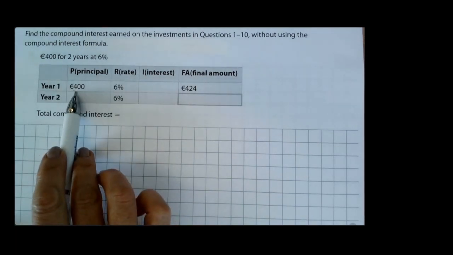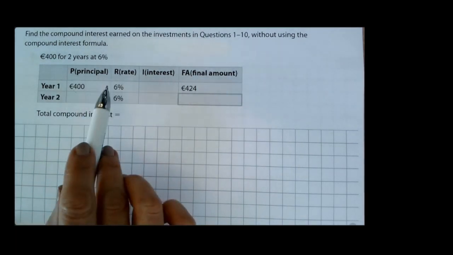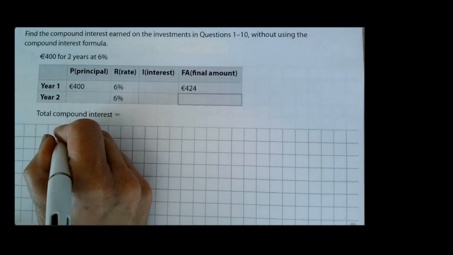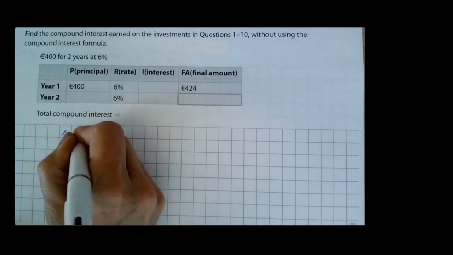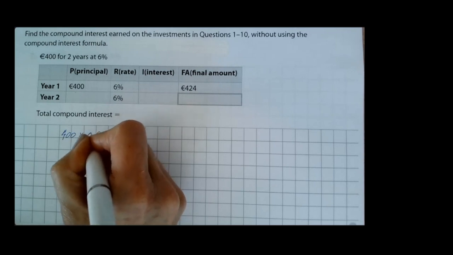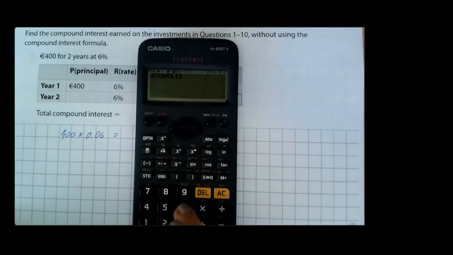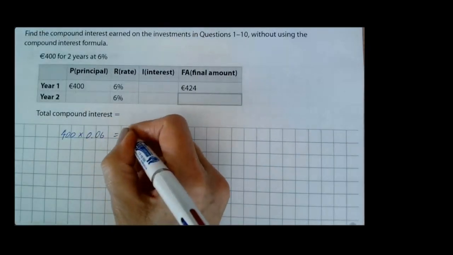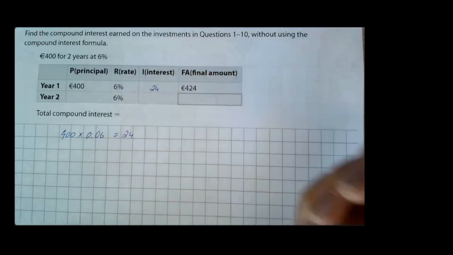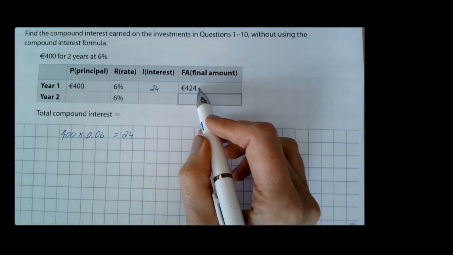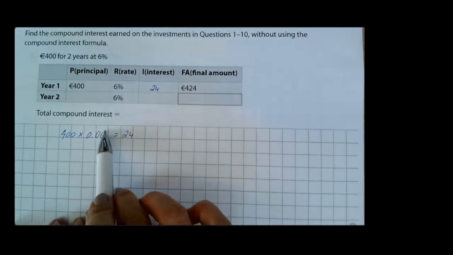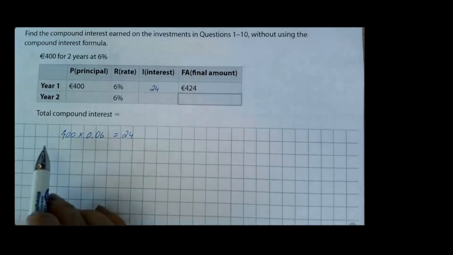So we have 400 euros at the start, okay, and it's a 6% rate, so it's going to be a percentage increase of 6%. So I'm going to do 400, and I'm going to figure out what that 6% is, so multiplying by the decimal, and I'm getting 24. The 24 is the interest. And that makes sense then that the final value is 424. I could have just spotted that, of course, from the table, but just to show you where I'm getting the 24 from.